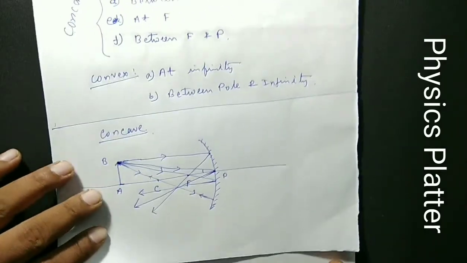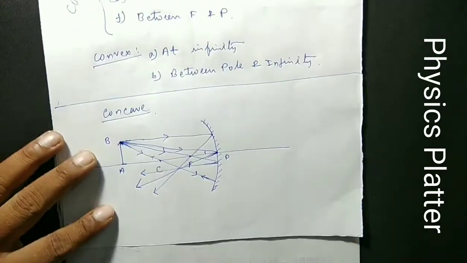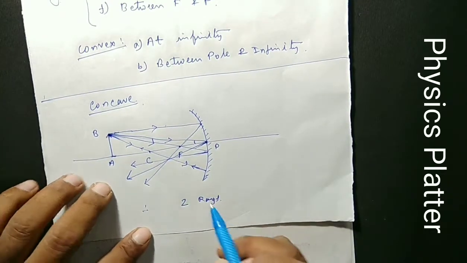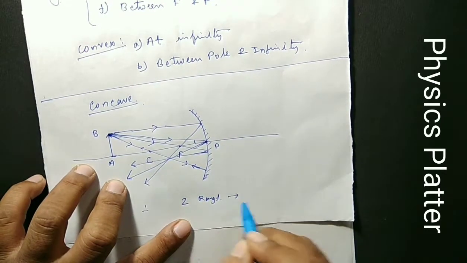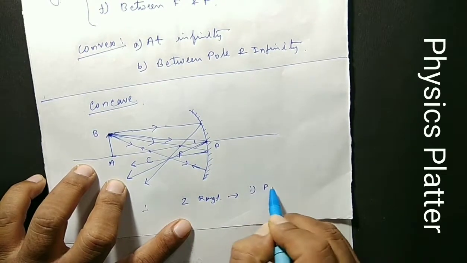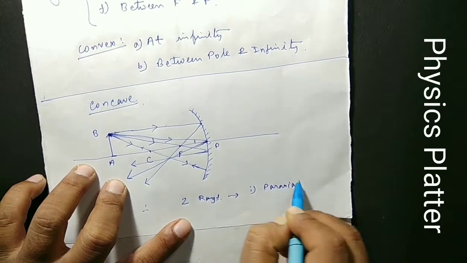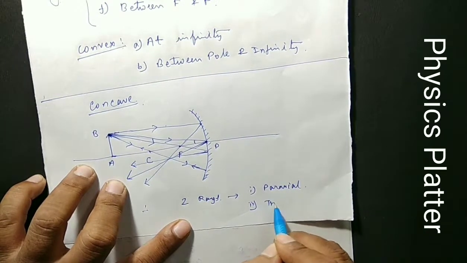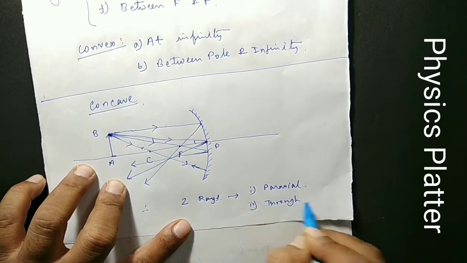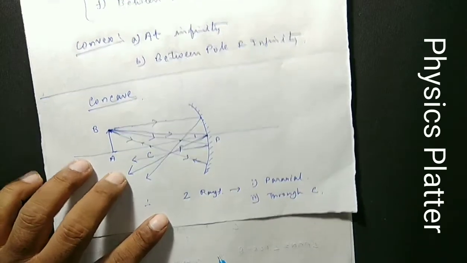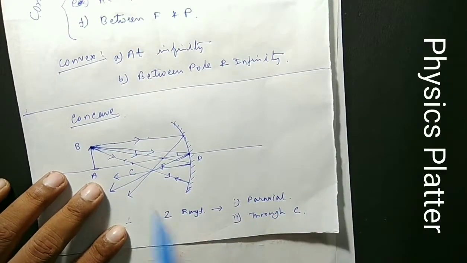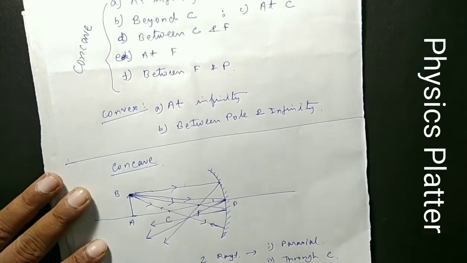So how many rays are there? 4 rays we can draw. Minimum 2 rays are required to draw an image of an object, one of which is paraxial, and another is through C. So these are the 2 rays I will take to draw my image by the concave or convex mirror. Alright, so these are the rules.